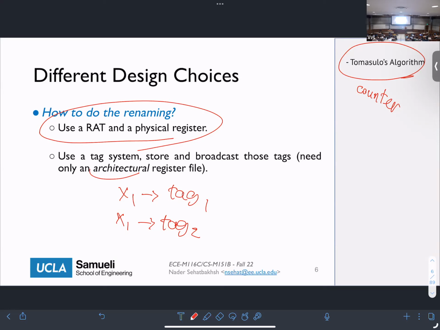The problem with that is, keeping track of the tags and storing tags might be more expensive, because you might need longer tags and so on. But again, it's very similar to what we did, just a slightly different way of thinking about it. So instead of translating it to a physical register, you can keep it in the architectural stage, but use tags for doing things. Okay.